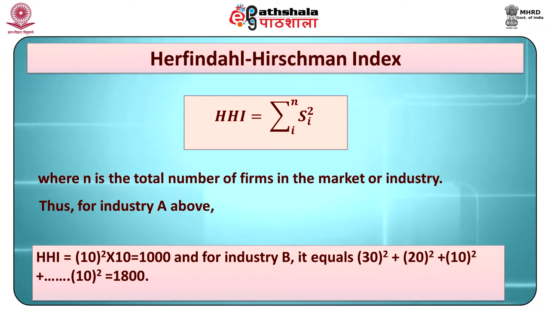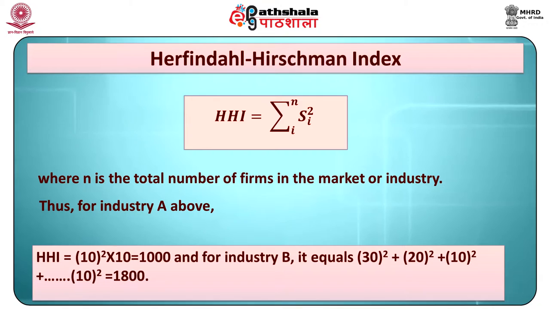Although CK is quite simple to calculate and understand, it does not always give consistent rankings of industry concentration. Thus, in order to overcome this limitation, economists have come up with another measure of concentration called the Herfindahl-Hirschman Index, which is used more frequently these days, especially in the US industry. Third, Herfindahl-Hirschman Index. It is measured as follows.